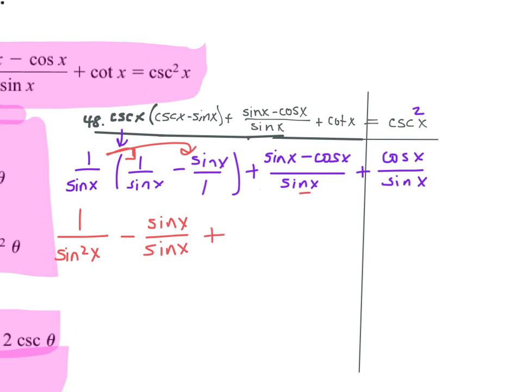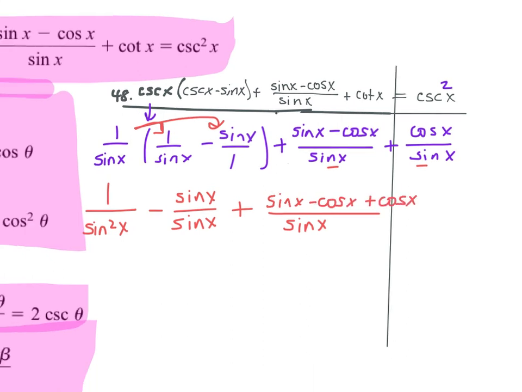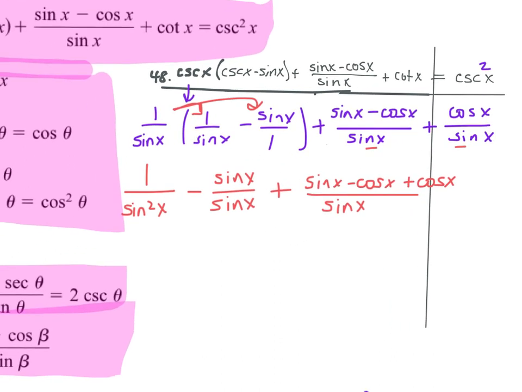We'll talk about that in a second. Plus, and then you notice, look, these denominators are the same. So we can rewrite this whole thing on top with the same denominator. So this is the sine of x, and then our numerator would be sine of x minus cosine of x plus cosine x. So now, if you notice, I can do a little bit of simplifying here. I have 1 over sine squared x minus sine x over sine x gives me negative 1. Now negative cosine and a positive cosine on top will cancel out. Then that leaves me with sine x on top and sine x on bottom, so those will cancel out, so I'm left with plus 1.